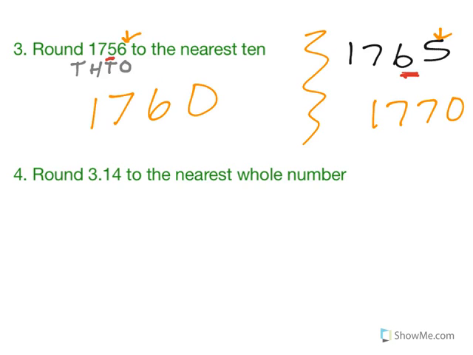And number 4, round to the nearest whole number. Well, we have decimals here. So the nearest whole number would be a 3. Look 1 past at the 1. 1 rounds down. So the nearest whole number would just be 3. All right, so there's our little review on rounding.